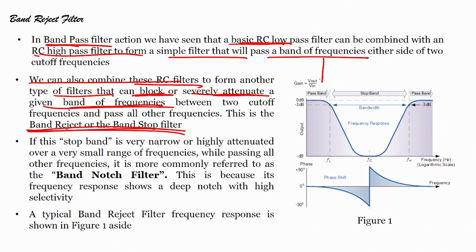Now you see here the pass band and stop band. Gain is given by V out by V in, in decibels, against frequency. If it is in logarithmic scale, then we have to write down it is in log. If it is not, we have to write down it is in hertz. Now bandwidth is FH minus FL. This is your central frequency.